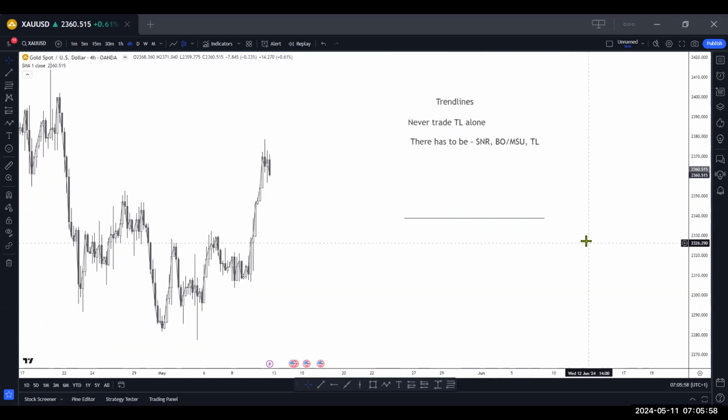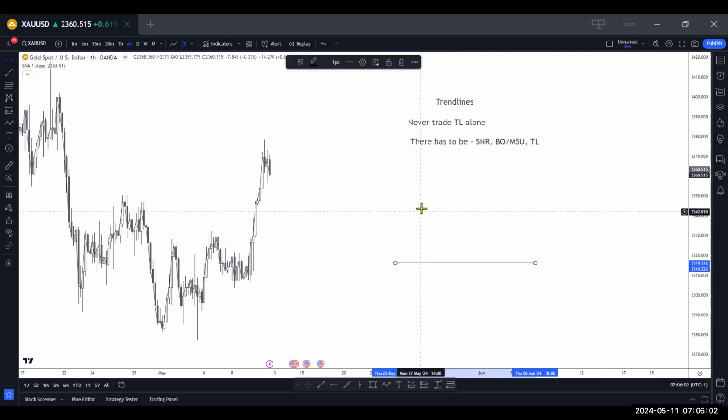TL is to be traded with SNR levels after breakouts or MSU or after two-time breakouts. Okay. After BP most times. So SNR and TL will make you take up the decision to decide to sell or to decide to buy. Right.